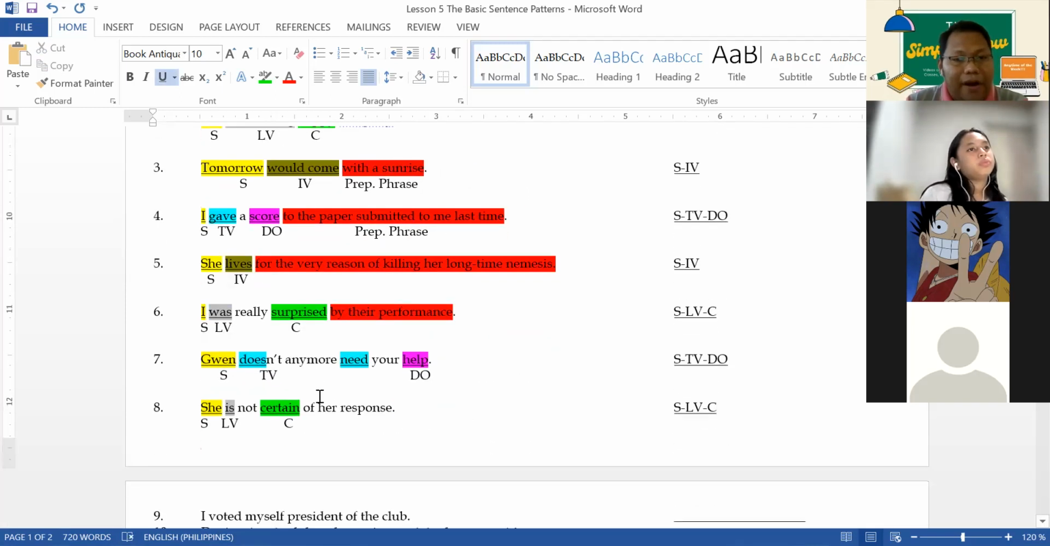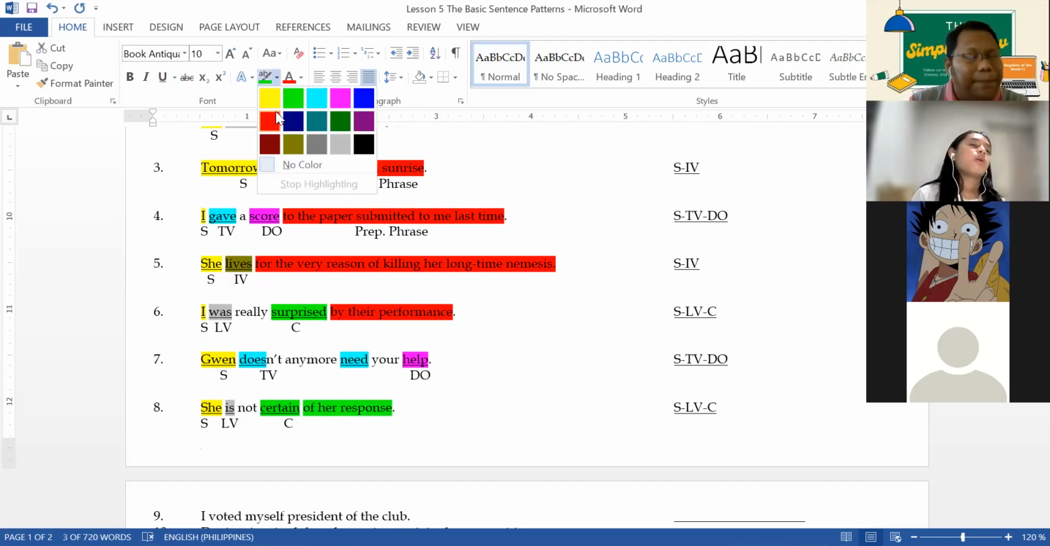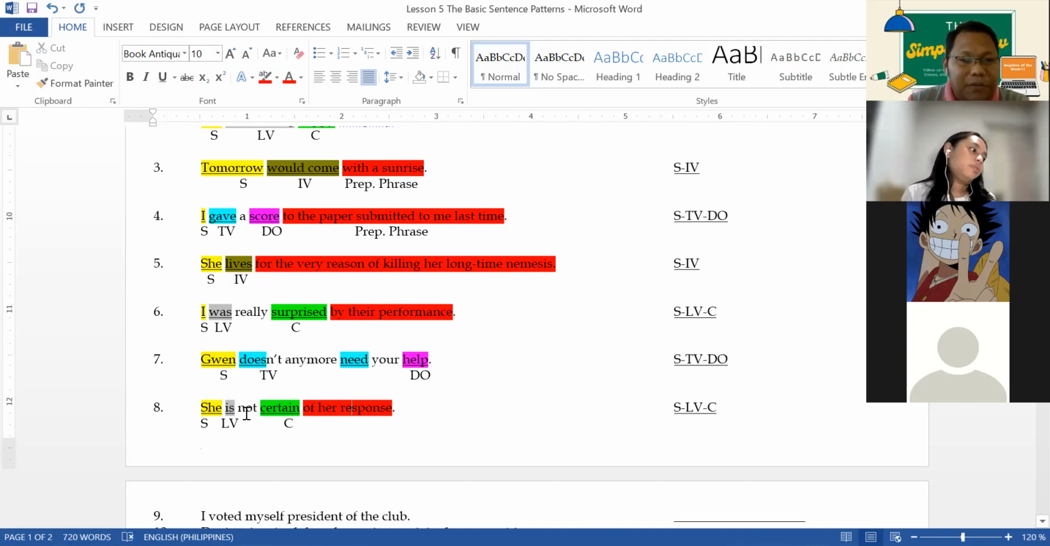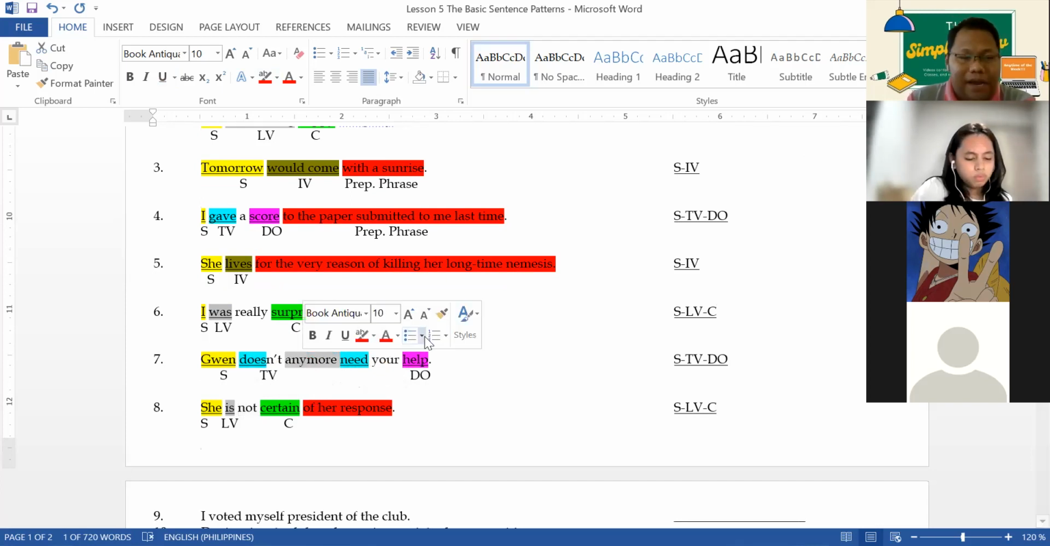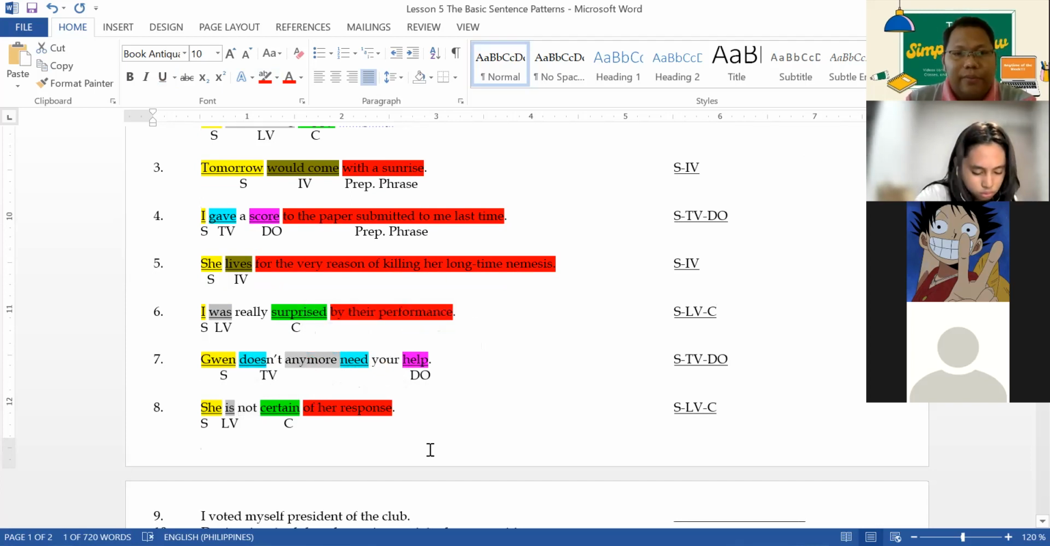Any questions so far? Sir, what about of her response? We know already that of her response is a prepositional phrase. Sir, why did you not underline not? Not is a mere additive element to negate the verb, or to negate the idea of the person being certain, not the verb. In number 7, we do not anymore underline anymore because it's just a mere additional word for the purpose of emphasis.